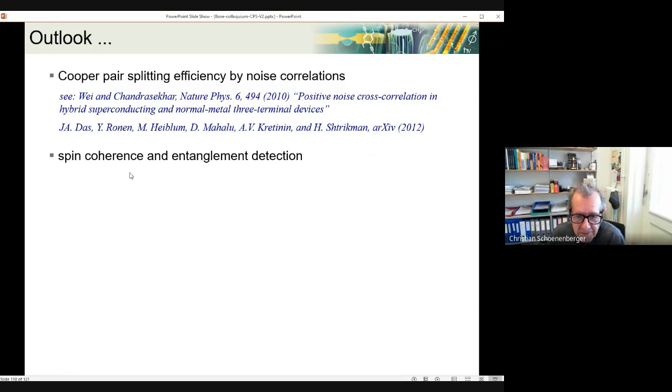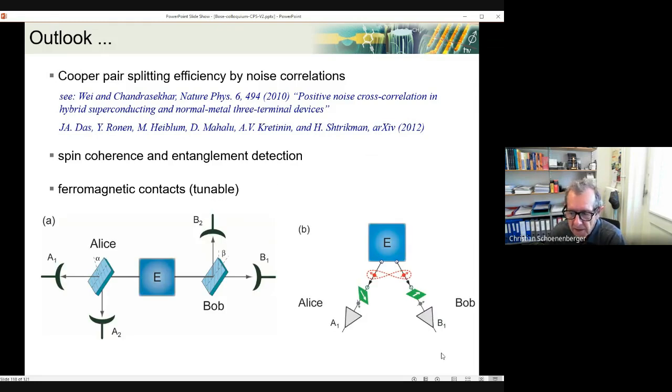The question that immediately follows is, if we claim that we have a Cooper pair splitter, then you somehow have to show that you maintain the spin entanglement in the system. So the question is, can you do something on spin correlation and entanglement detection? And that's much harder. One way to approach this is, you need a spin filter to do spin correlation experiments. So one way would be to use ferromagnetic contacts, to implement some kind of ferromagnetic filter effect.